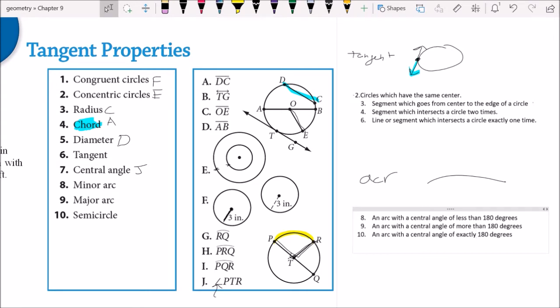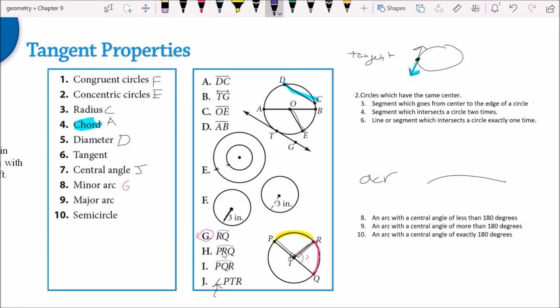Let's talk about what these symbols down here mean. So let's color code them. So if I say RQ, it's just saying trace along the circle from R until you get to Q. Now what we do is we trace the shortest path we can that allows us to connect those two. So how big is that central angle? Well, I don't know the actual number, but I can see that it's less than half a circle, so it's smaller than 180 degrees. And that would tell me that it's a minor arc. So G is going to be the answer on that one. Okay, let's look at the next one.